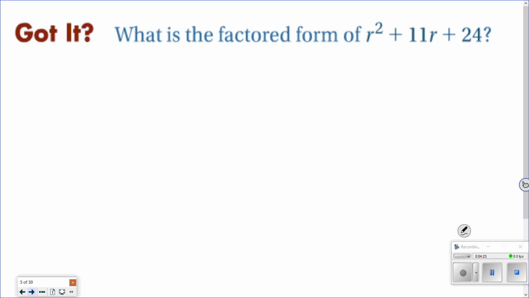So you have r squared plus 11r plus 24. So recognize there's no common factor, and it is a quadratic trinomial. So if that's the case, do your two sets of parentheses. We're just thinking backwards. That times that gives you r squared, so r times r. That times that has to equal 24.